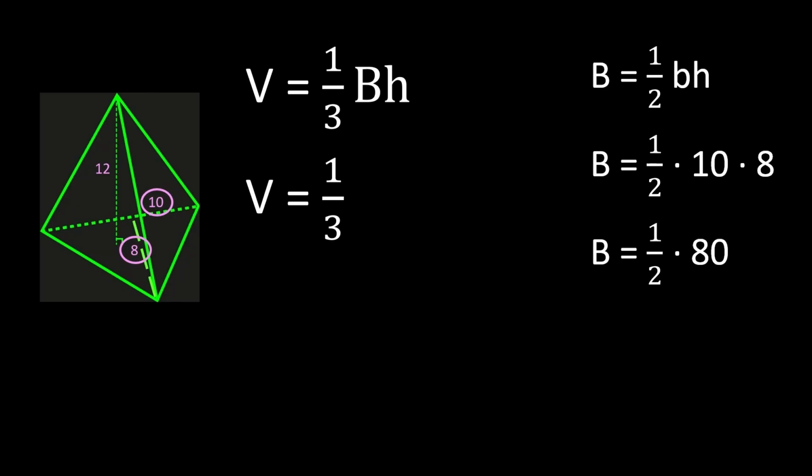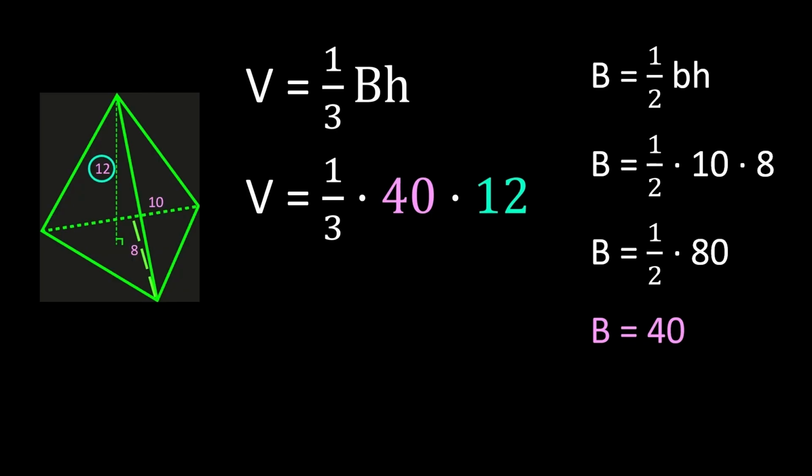So I'll have 1/2 times 80, and 1/2 times 80 gives me the area of the base of 40. And I'll take that 40 and substitute it for the area of the base in my formula. So now I have 1/3 times 40 times the height of my pyramid. And the height of my pyramid is 12. So I have 1/3 times 40 times 12 equals the volume of my pyramid.